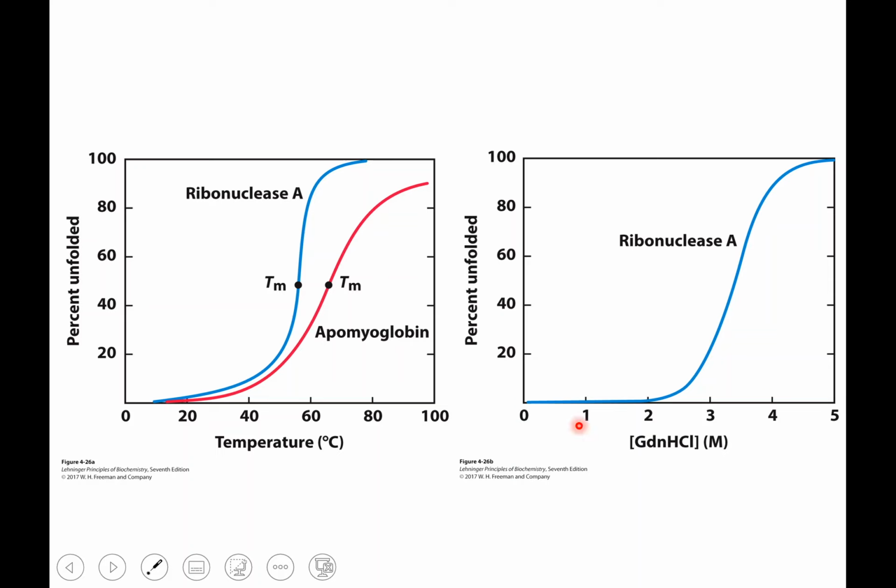This is showing the same thing, but now instead of temperature, we're using guanidinium hydrochloride concentration, titrating that in until we see the same sort of unfolding. Okay. What this is showing you, the importance of this, is that the protein unfolding is not a straight line. It's not unfolding at a constant rate. It's unfolding slowly until it reaches a certain point, and then bam, it really unfolds quickly.